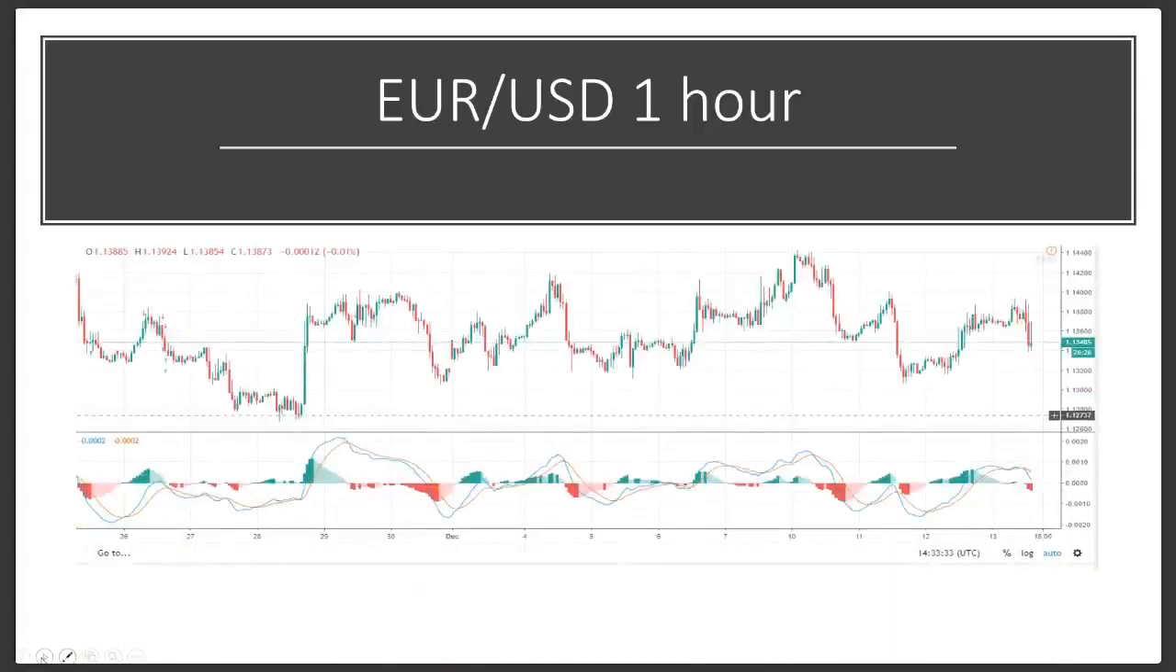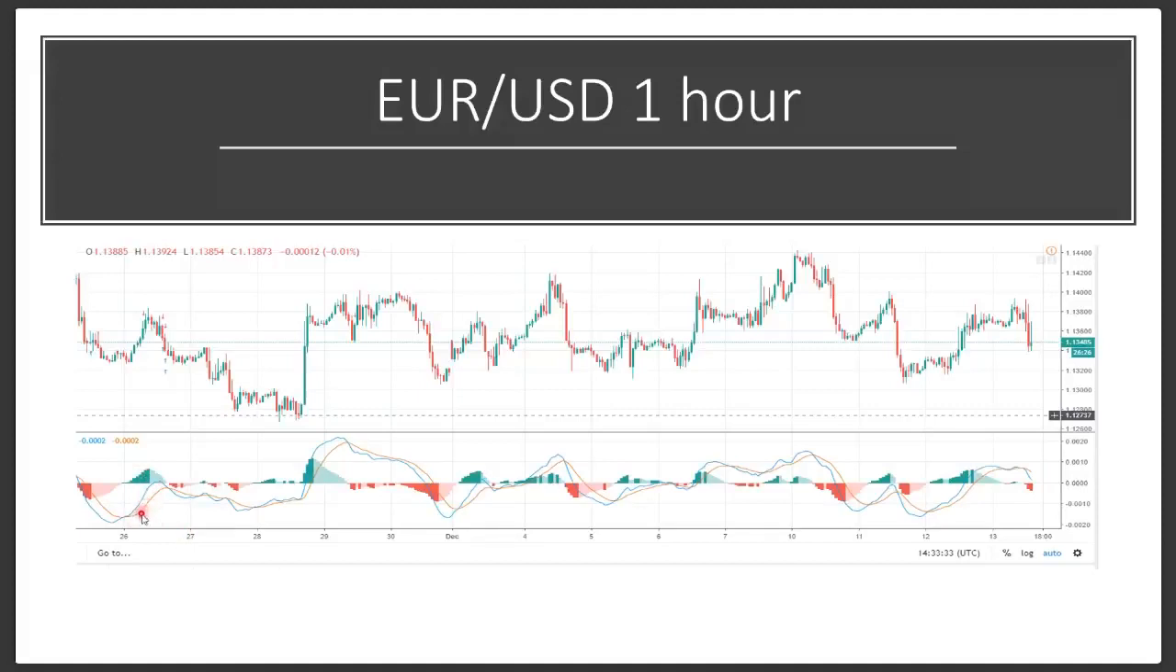Right, so this is the euro dollar on 1 hour, and this is our MACD at the bottom. Now, the blue line is the smaller, faster moving average, and the yellow one, or you could say mustard, is the slower, larger one. Like the moving average crossover, it's about when the smaller one, the blue line in this case, crosses above the larger one, meaning the direction is possibly changing.